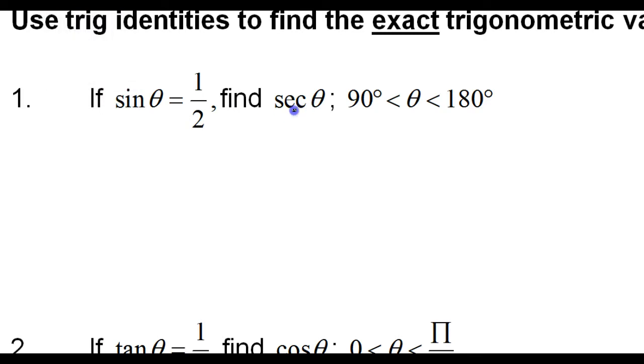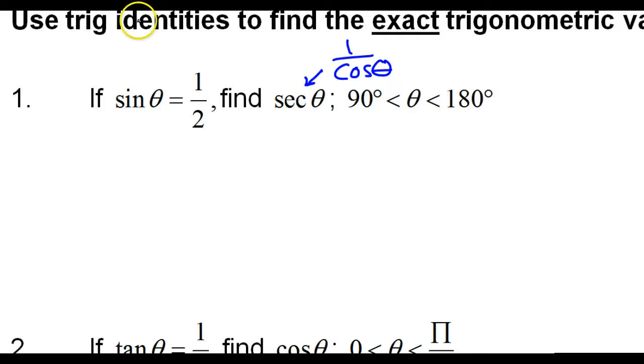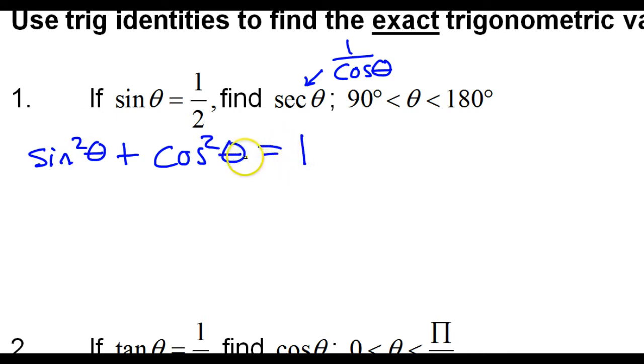So if I want to find secant theta, first I need to just remember that this is 1 over the cosine theta. So there's that cosine. So like I said, if I have sine, I can get cosine using this identity. So let's try that out. So just writing down the identity. So we have sine squared theta plus cosine squared theta is equal to 1. Now we know that sine theta is 1/2. So I'm going to take that and substitute it in right here.